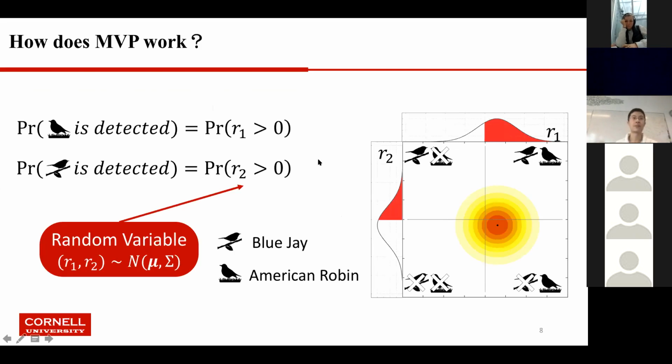To be more intuitive, here I provide an example for 2 labels. Assume we want to model the distribution of these 2 species, these 2 birds, blue jay and American robin. We can model the probability that the American robin is detected by the probability R1 larger than 0. Here I ignored all the indices for simplicity. The probability of the detection of blue jay is equal to the probability R2 larger than 0. On the right side is a figure of the probability mass over this two-dimensional distribution. You can see the probability mass in the first quadrant represents the probability that both birds are detected, and the probability mass in the second quadrant represents the probability that blue jay is detected while the American robin is missing.